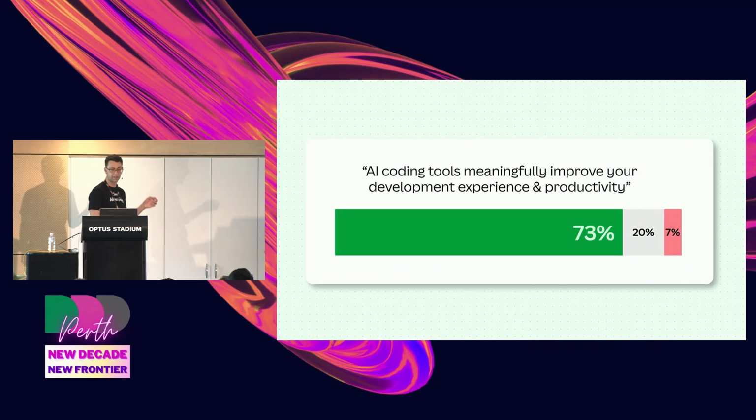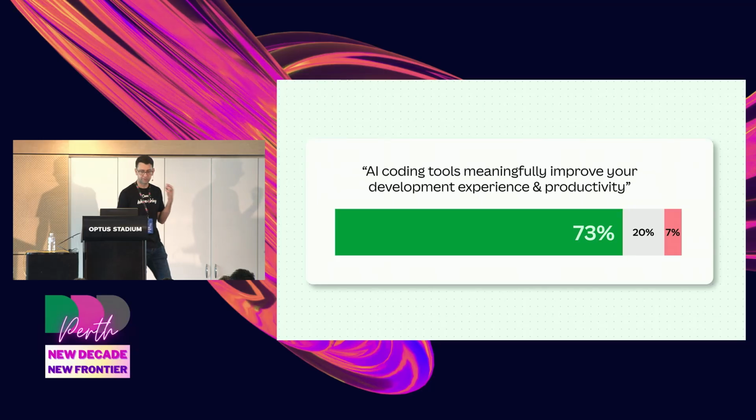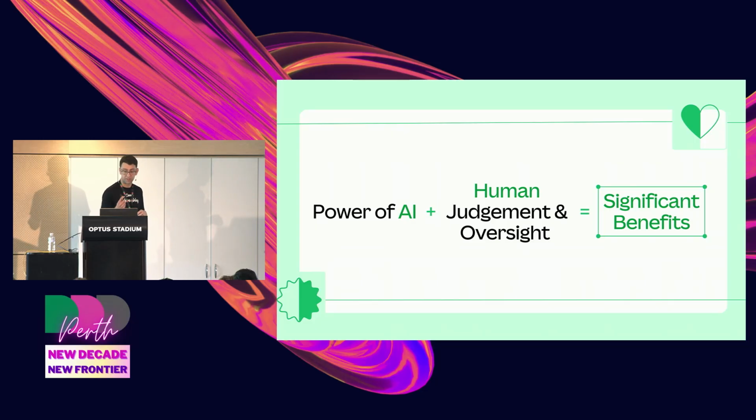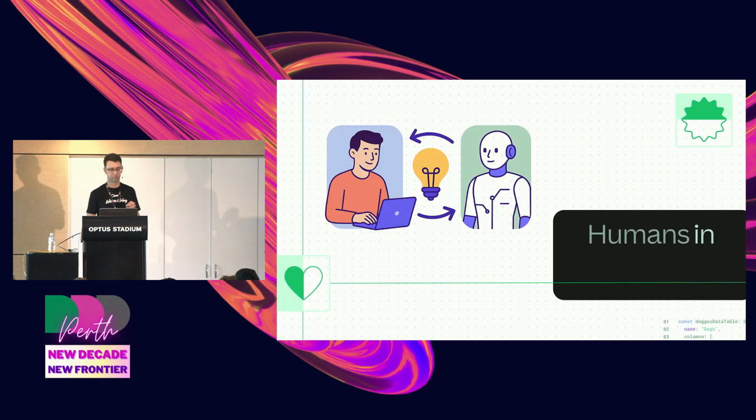And we also see this reflected in the survey results as well, where 73% of our engineering org find that AI tools meaningfully improve their development experience and productivity. So what we're seeing and hearing is that the power of these AI coding tools, when paired with human judgment and expertise, unlock significant benefits. And the middle part around human judgment and oversight here is critical.